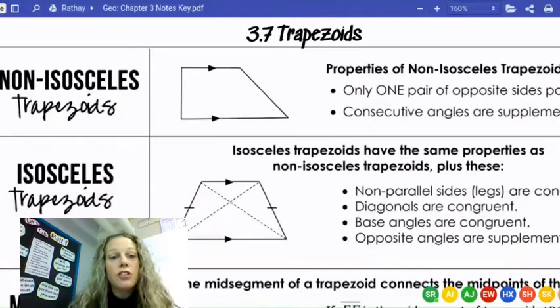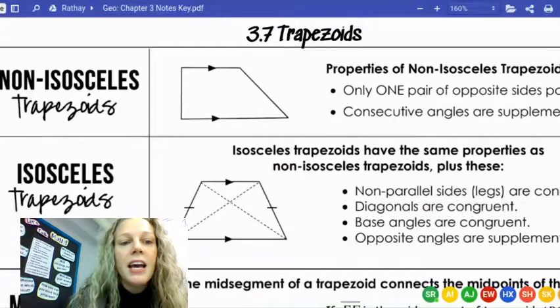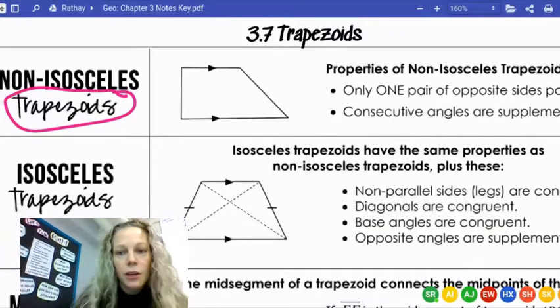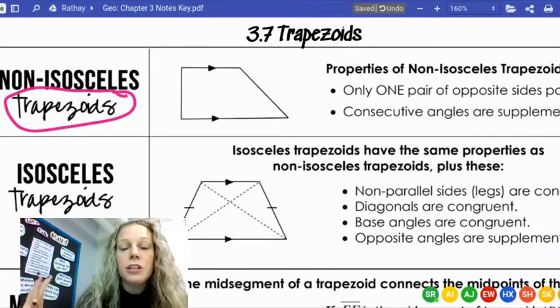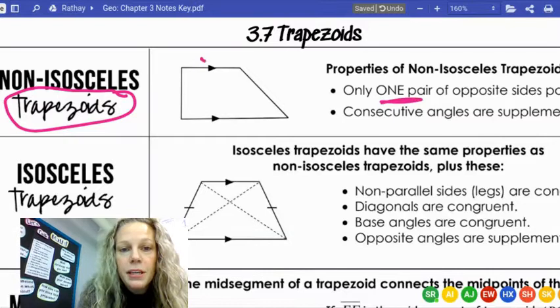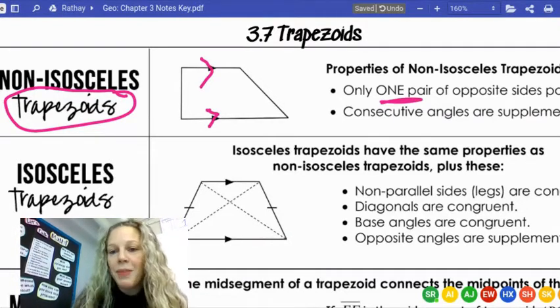Lesson 3.7 is trapezoids. Let's take a look at some properties of trapezoids. First, we have a non-isosceles trapezoid. We would typically just call that a trapezoid. You wouldn't say non-isosceles. So if I just say trapezoid, I can assume that I have one pair of opposite sides parallel. So in this diagram, these are parallel. The others are probably not.